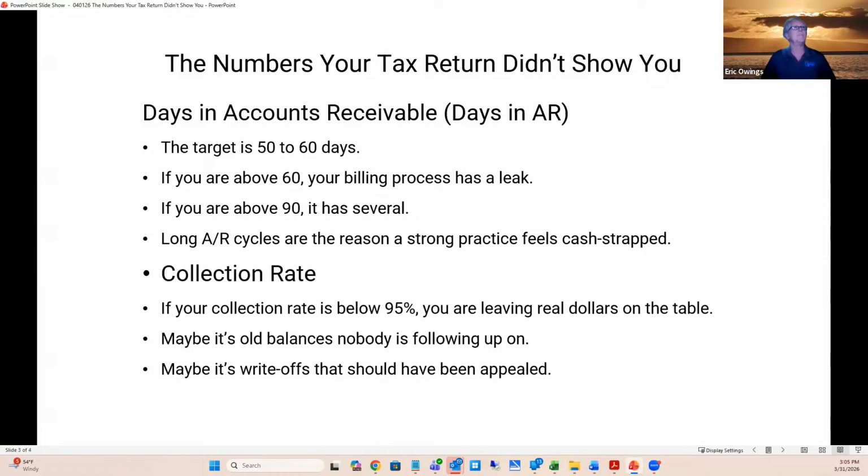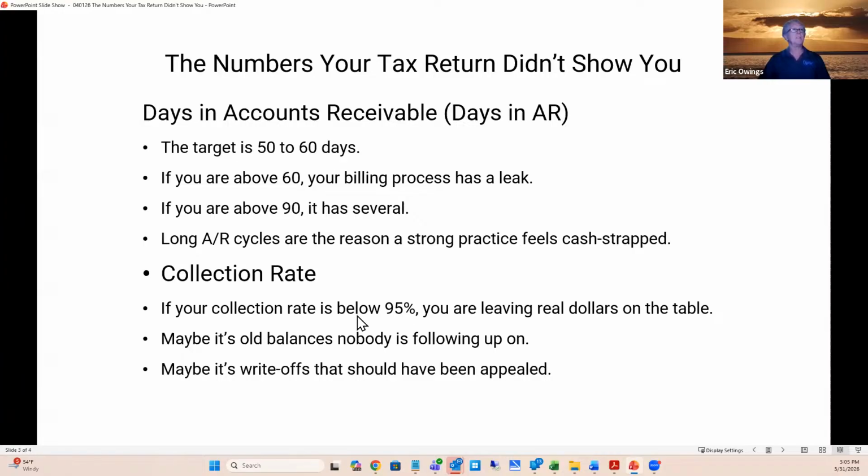But if you're above 60, your billing process might have a leak. If you're above 90, it has several. If you get up to 120, you're in the realm of non-collectible. So long AR cycles are the reason that a strong practice feels cash strapped. And cash is the lifeblood of your business. Makes sense, right?